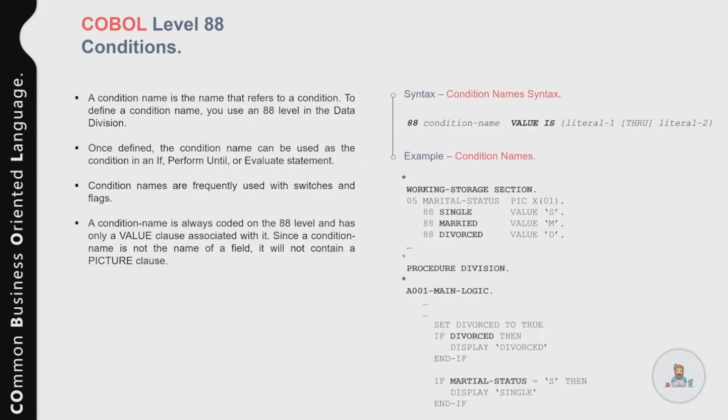Now let's talk about the syntax of level 88 conditions. The syntax is pretty simple and it begins with level number 88 followed by a condition name, and thereafter you have a value clause to specify the value.